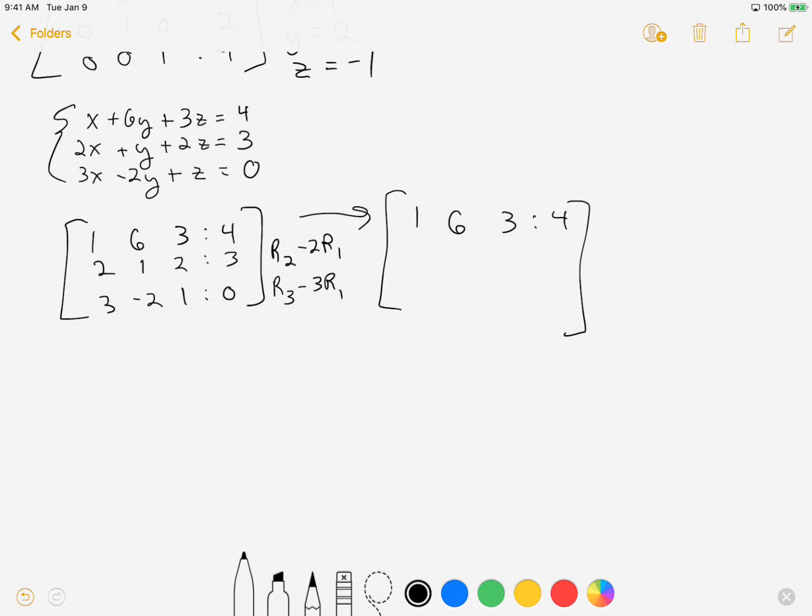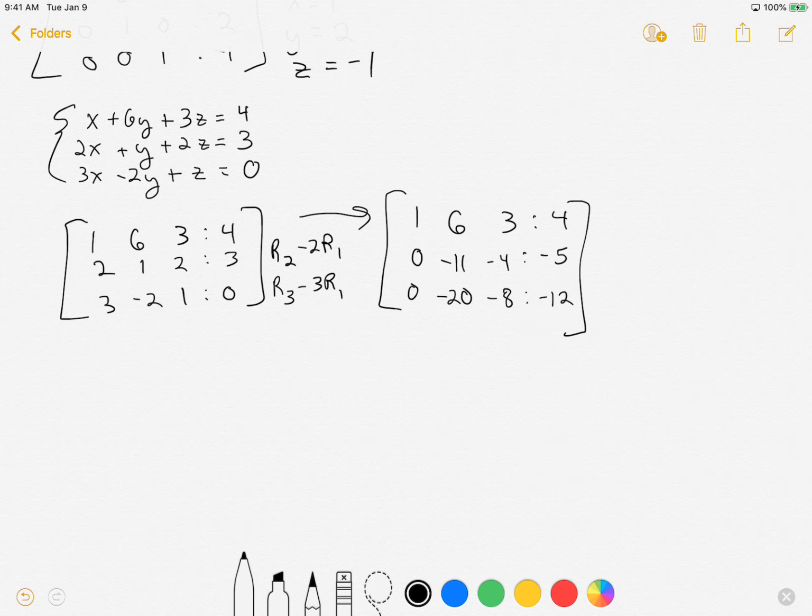So 2 minus 2 is 0. 1 minus 12 is negative 11. 2 minus 6 is negative 4. 3 minus 8 is negative 5. Last row, 3 minus 3 is 0. Negative 2 minus 18 is negative 20. 1 minus 9 is negative 8. And 0 minus 12 is negative 12.